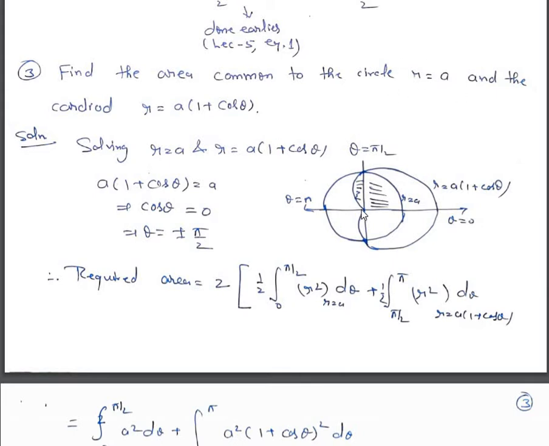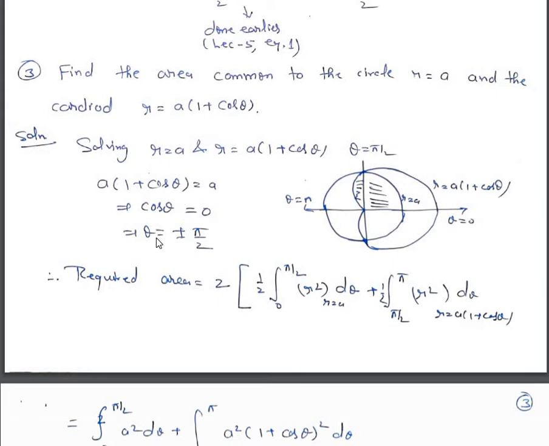Now r is equal to a is a circle centered at origin with radius a, and r is equal to a into 1 plus cos theta is this cardioid. So we will find out the area of the upper portion and then multiply it by 2. First of all we shall solve r is equal to a and r is equal to a into 1 plus cos theta. Equating the values of r, a into 1 plus cos theta is equal to a.